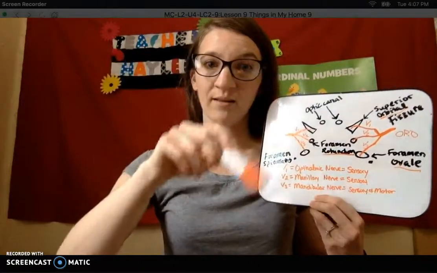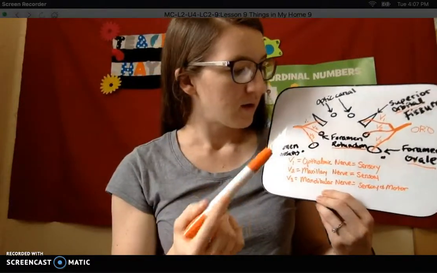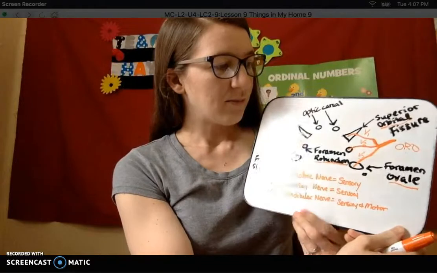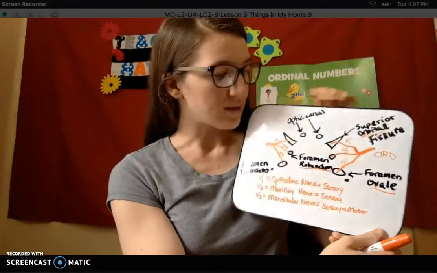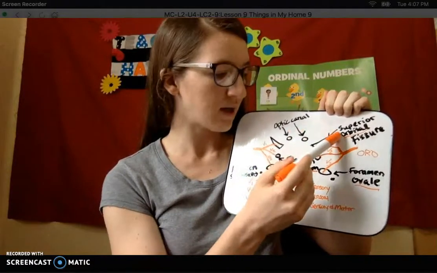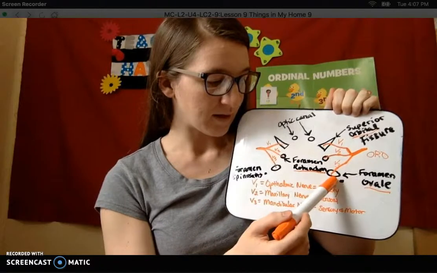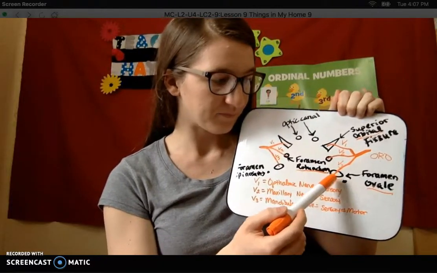What is ovale? A oval, which goes basically in a circle. And so those are the 3 foramen the trigeminal nerve passes through. And they just go in order. So starting from the top, we have V1, then going down V2, and going down V3.